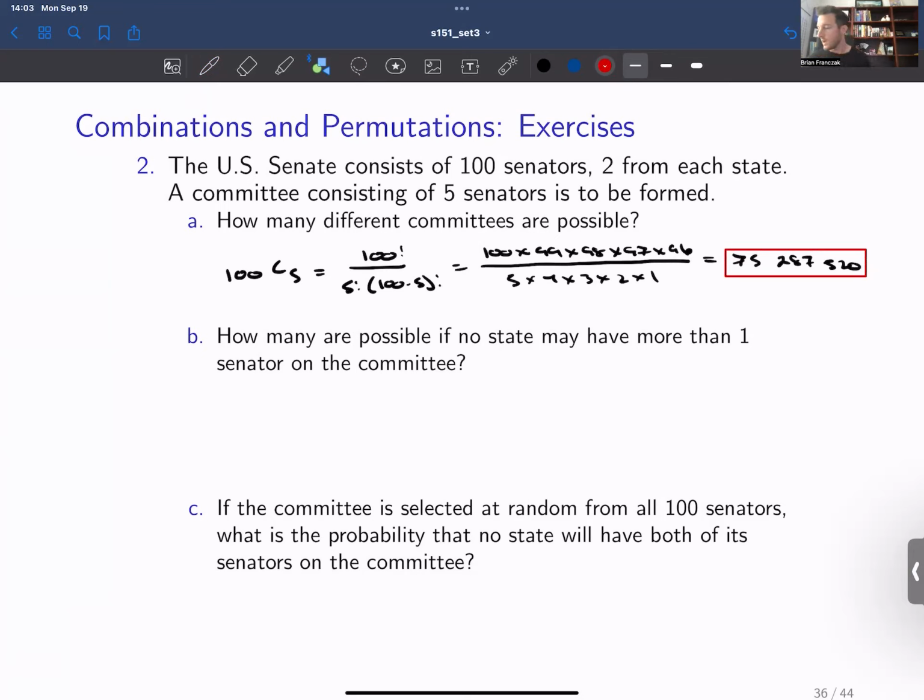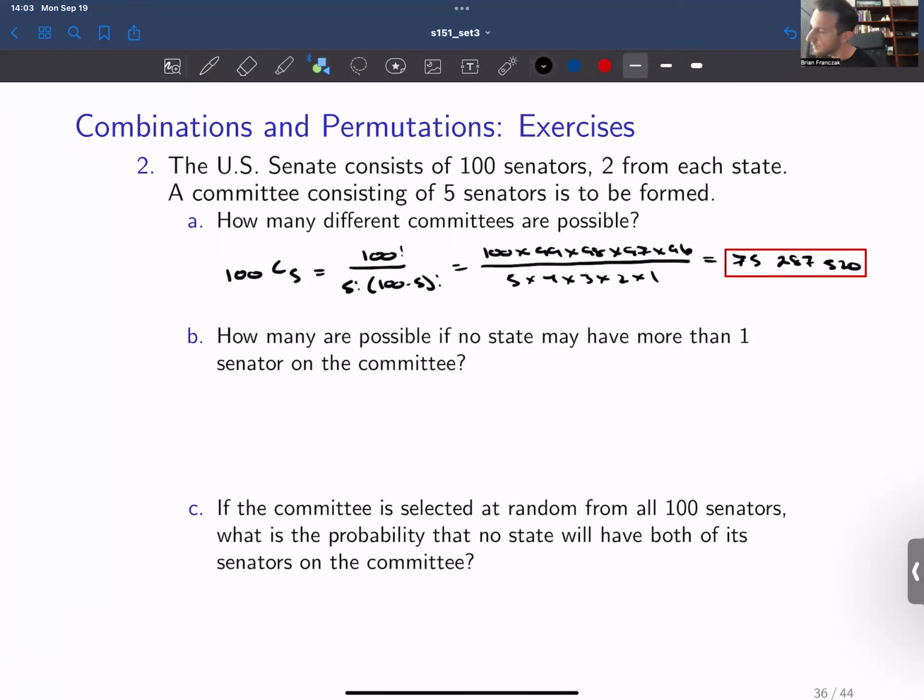All right, how many committees of size 5 can I form if no state can have more than one senator represented? Okay, so in this problem, what we are trying to do is determine all of the different committees of size 5 that can be formed if every state has to be represented by only one senator. So you can't have two senators from the same state.